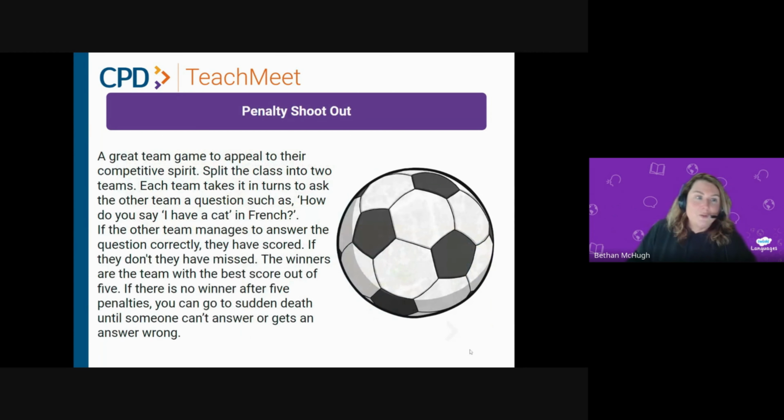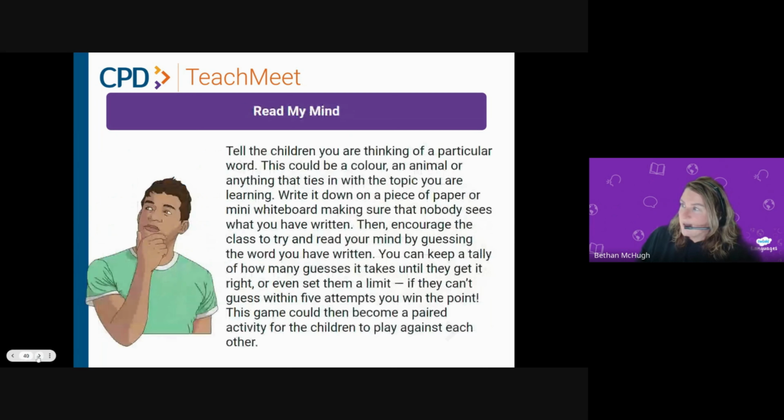Penalty shootout's quite a fun one. Great. Split the class into 2. Each team takes it in turns to ask a question, like, how do you say I've got a cat? If the other team says it correctly, they've scored. If they don't, they've missed. And you just play it like penalties. The winner is the team with the best score out of 5. You can go to sudden death until somebody gets it wrong as well. So that can be really fun. Anything with an element of competition like that is always great.